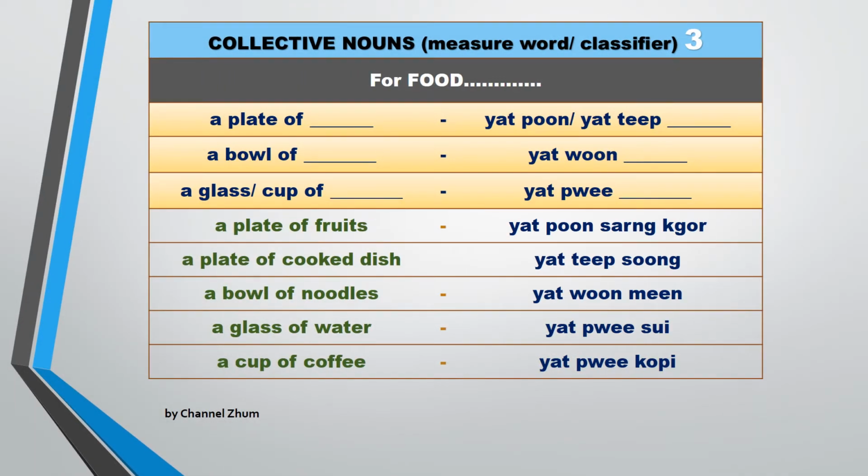For food, a plate of, 一盘 or 一碟. A bowl of, 一碗. A glass or a cup of, 一杯. A plate of fruits, 一盘生果. A plate of cooked dish, 一碟餸. A bowl of noodles, 一碗面. A glass of water, 一杯水. A cup of coffee, 一杯咖啡.